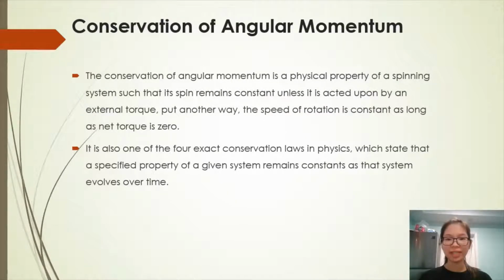Hi, my name is V. I am going to introduce you to the conservation of angular momentum.